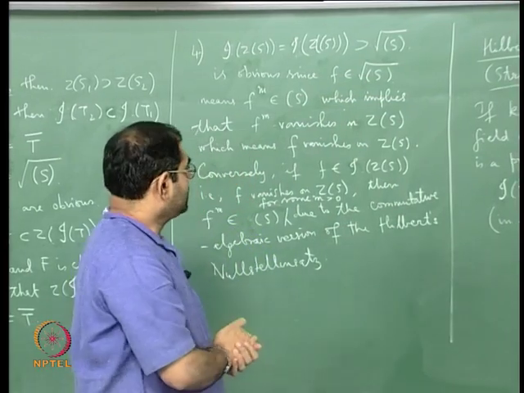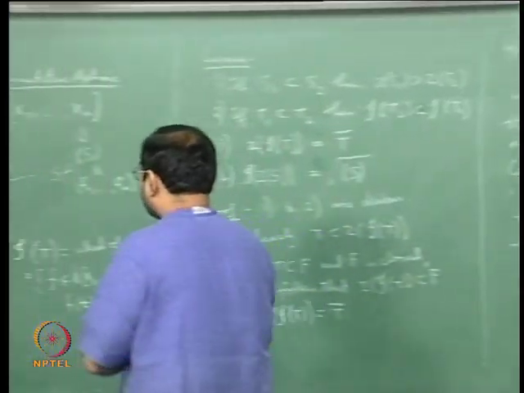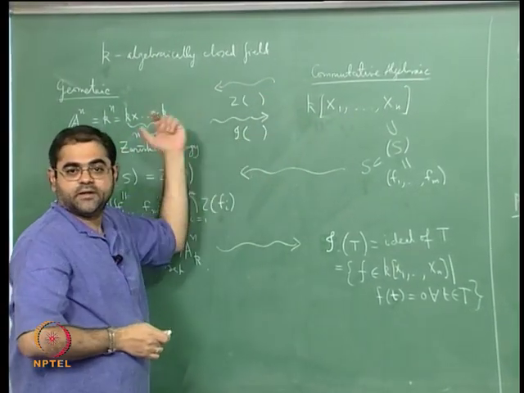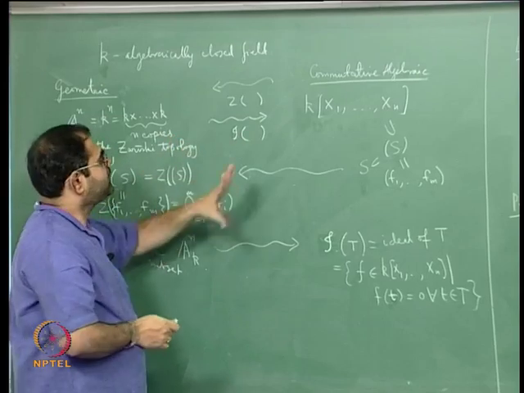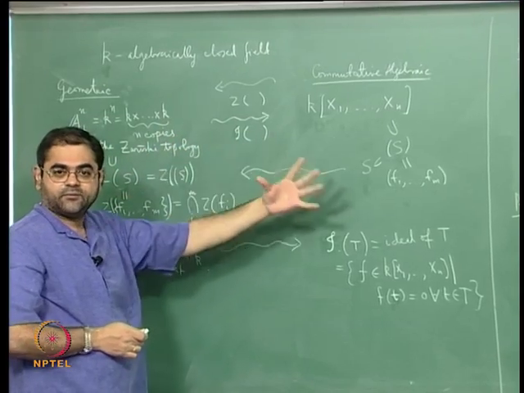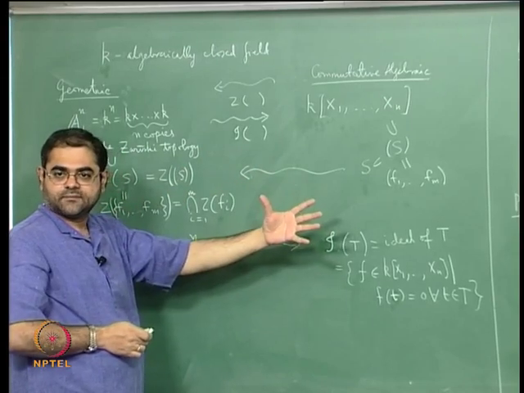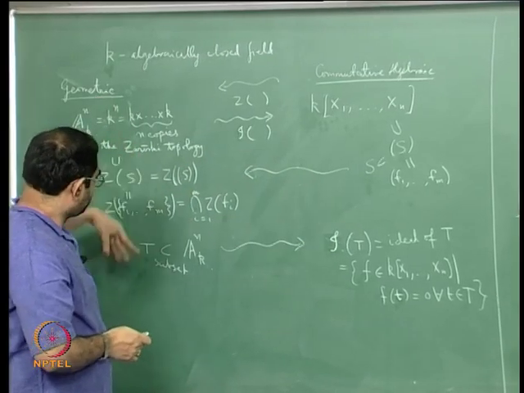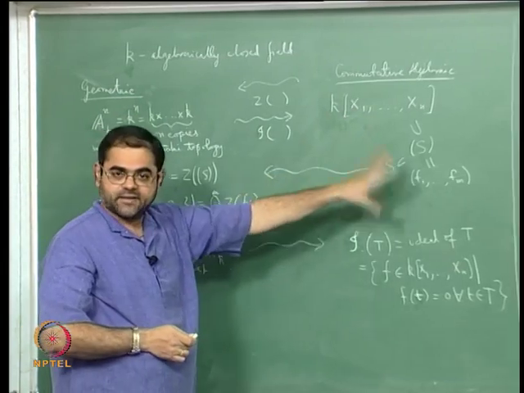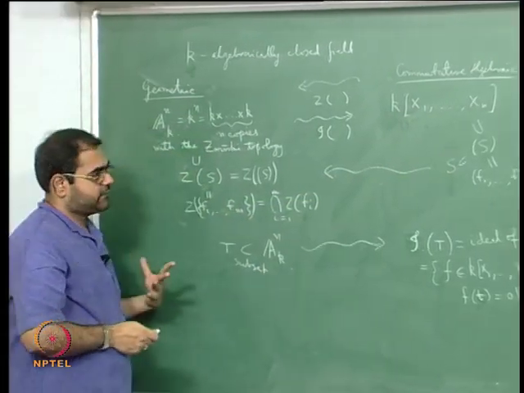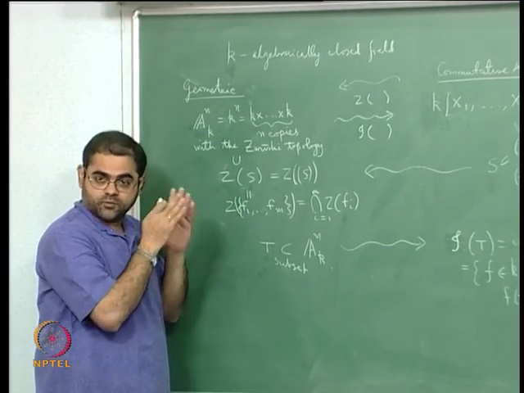Since you have two associations going in two directions, you would like to see this as a bijective equivalence, and it is obvious that you will have to restrict the subsets here and the subsets there. And what we are going to do next is to go towards that.